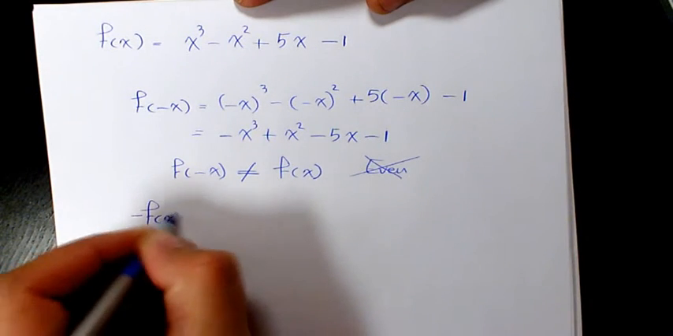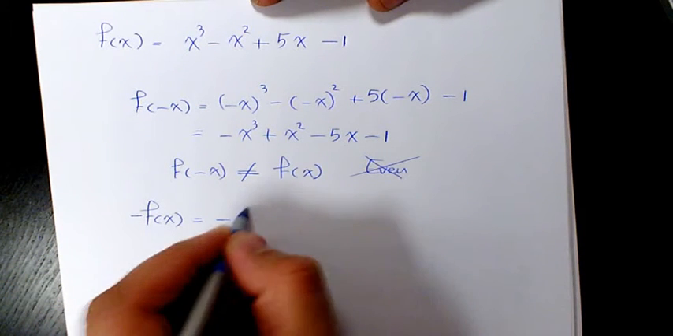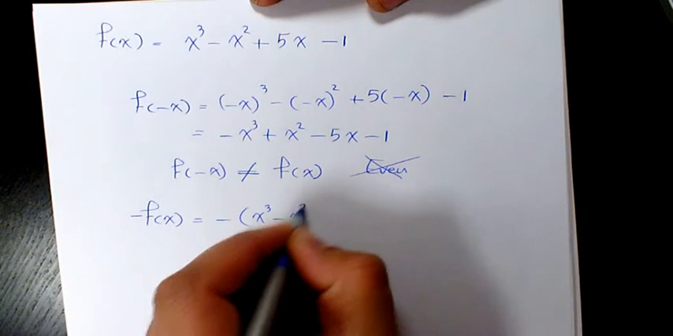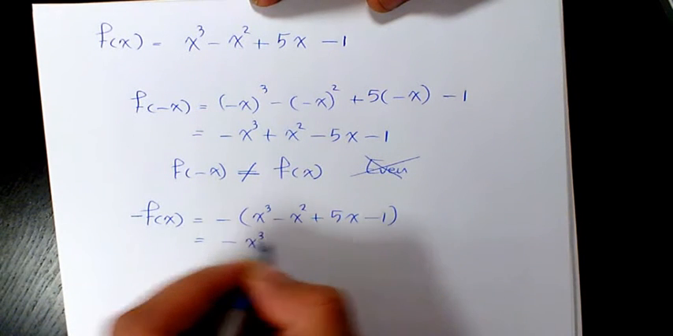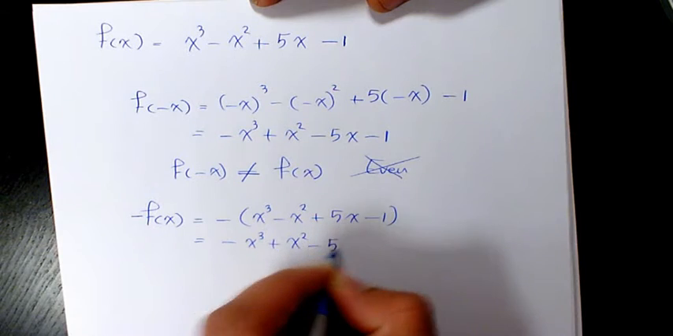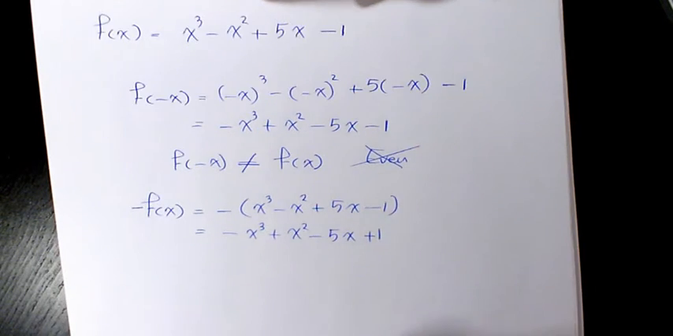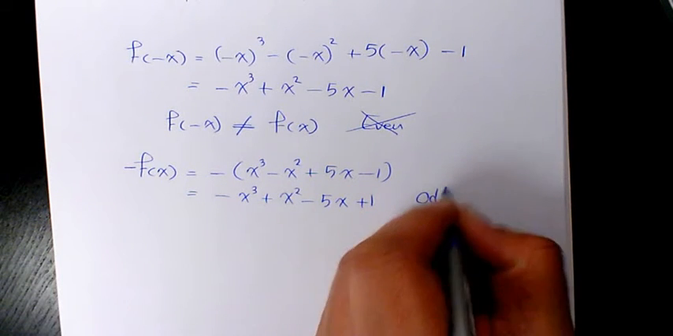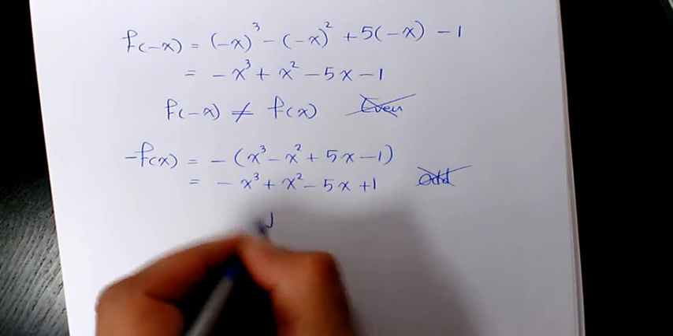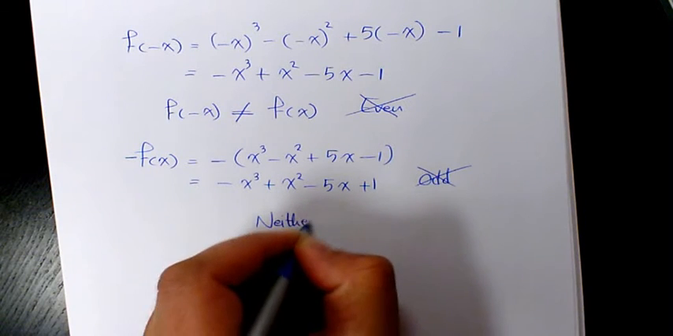If we manage to write negative f of x, it's going to be negative times x cubed minus x squared plus 5x minus 1. That's going to be negative x cubed plus x squared minus 5x plus 1. So that's not equal to this guy as well, so it's not going to be an odd function as well. So we're going to say it is neither.